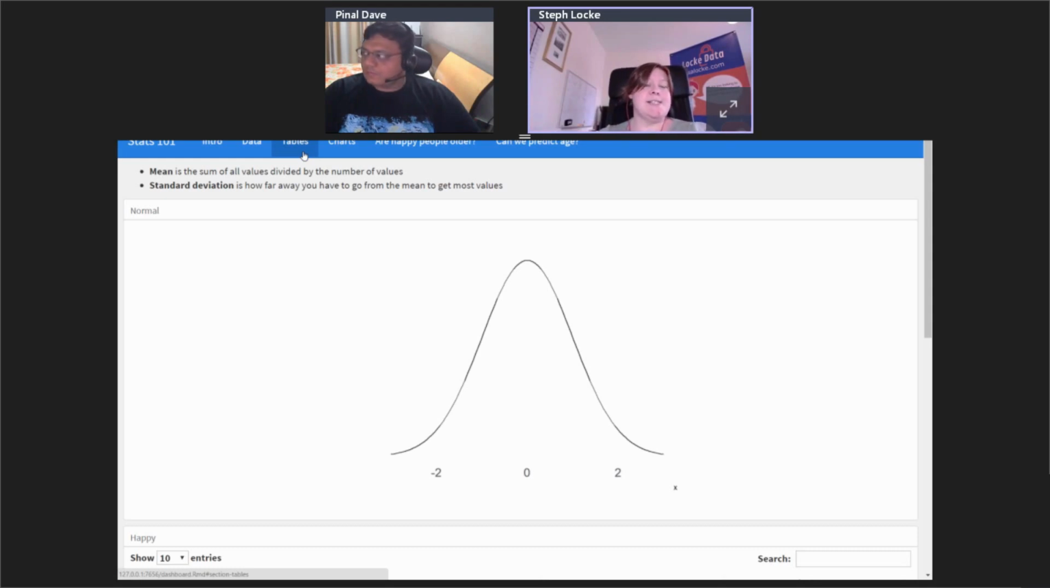Our first bit is statistics. So hopefully you all know what the mean is. The mean is where you take the sum of all values and divide them by the number of values. So this creates a single value that represents the average of a set of values. Now the standard deviation you might not know. The standard deviation is, on either side of the mean, how far out do you have to go to get the majority of the data? So where do about 68% of all people show up?